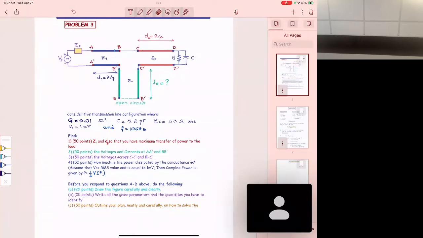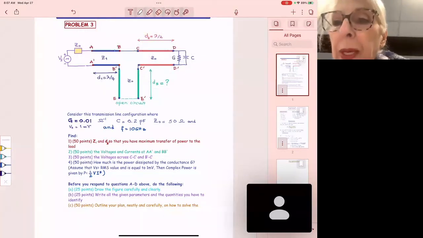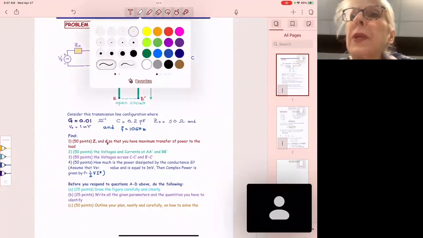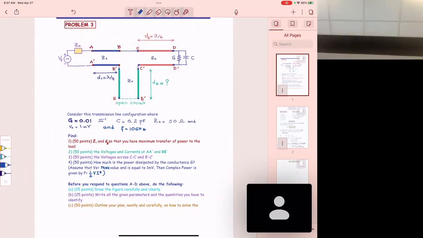And then here I remind you that Vs is not RMS, as a matter of fact. Put this here, it's maximum. It was RMS at that point. It is a maximum. Okay, the value for maximum is 1 millivolt, and then the complex power is given in this form. All right, always the 1 over 2. I'm going to remind you. Okay. And so these are the questions.